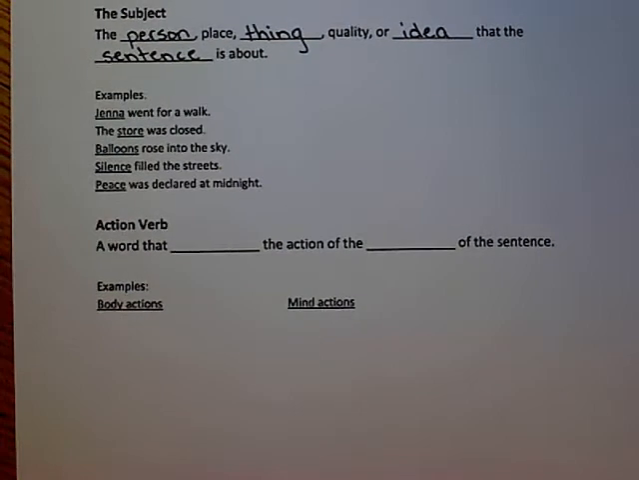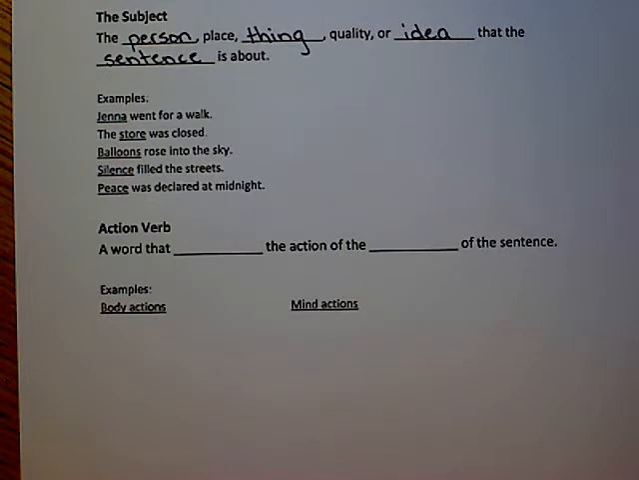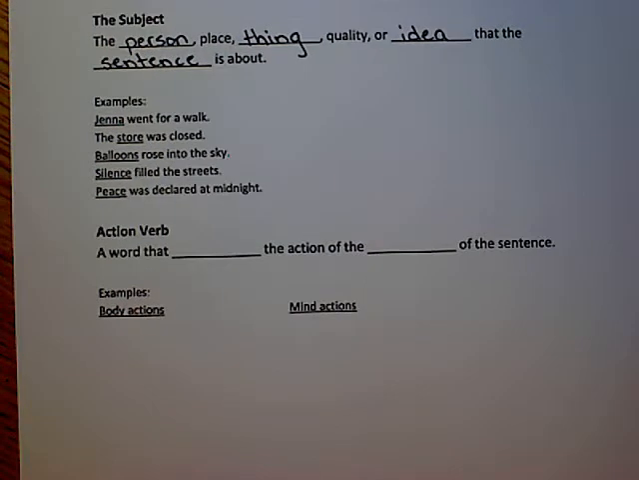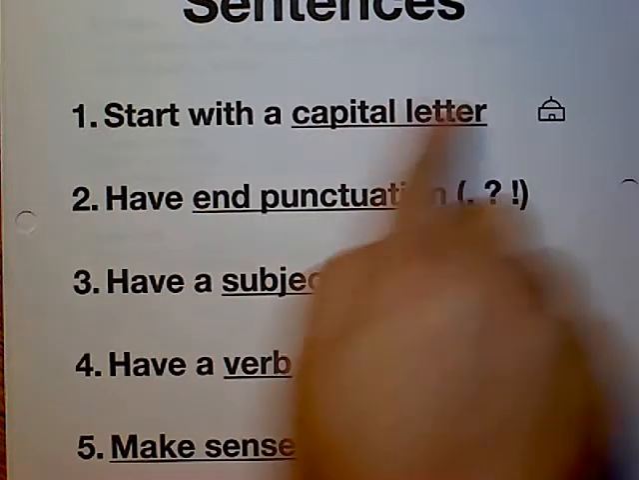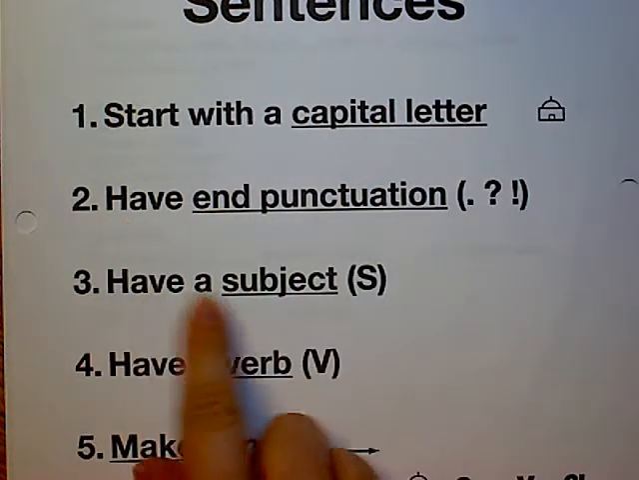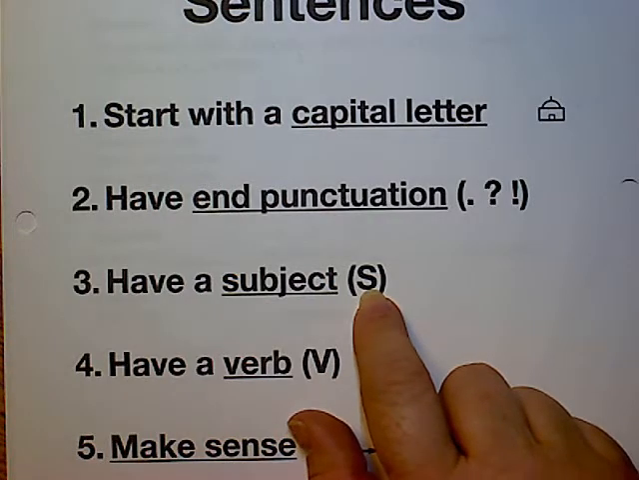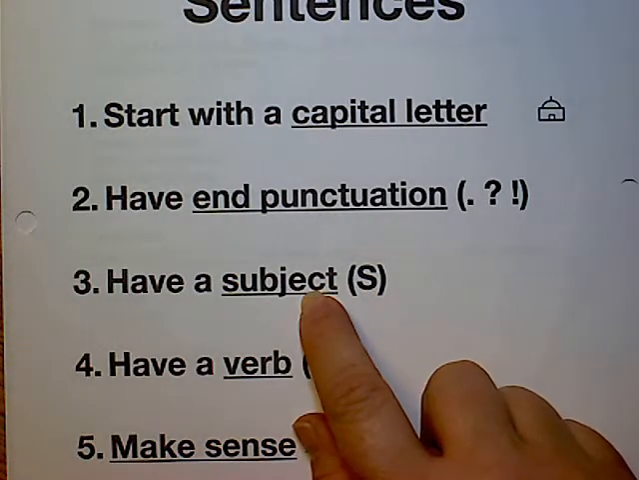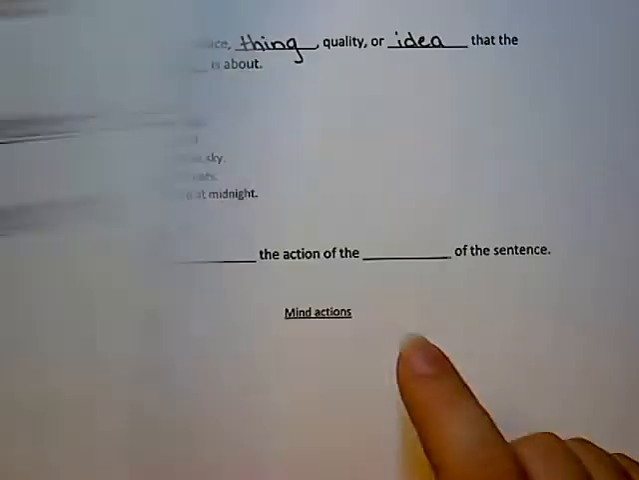So when we do that, we're actually going to use, oh, where's my card? See if I can see it. All right, there it is. So when we go back to having a sentence, we start with a capital letter and punctuation. We need to have a subject. We're going to signal that with an S. So if I want you to signal to me what your subject is in the sentence, you would write an S.